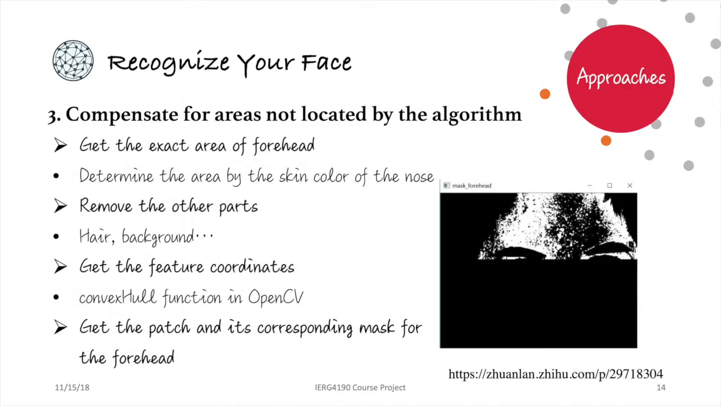After getting the rough area, we should now get the exact area of forehead by the skin color of the nose. Then we should remove the other parts such as hair and background. After finishing these, now we can get the feature coordinates for forehead, just like what we get for other organs. And finally, we can get the patch and its corresponding mask for the forehead.